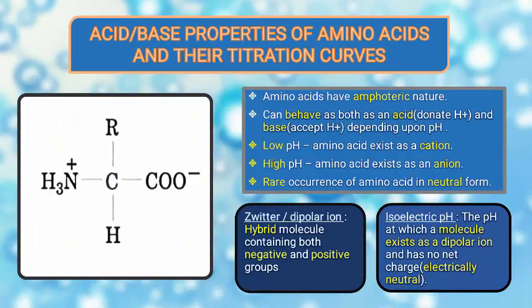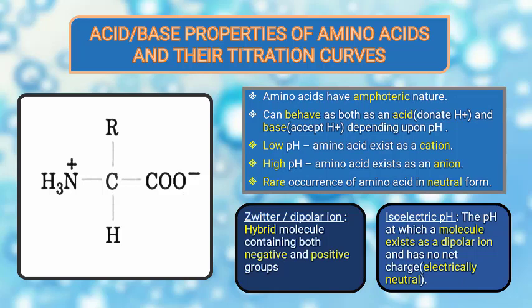Now the next topic here is the acid-base properties of amino acids and their titration curve. Looking at the structure of an amino acid, it is clear that it has both positive and negative charge. That is, it can accept and donate protons. So it means it has amphoteric nature. Depending upon the pH, it can behave as an acid as well as a base.